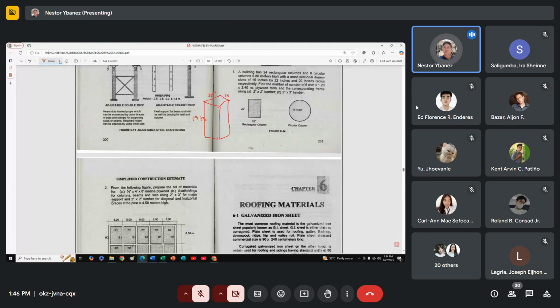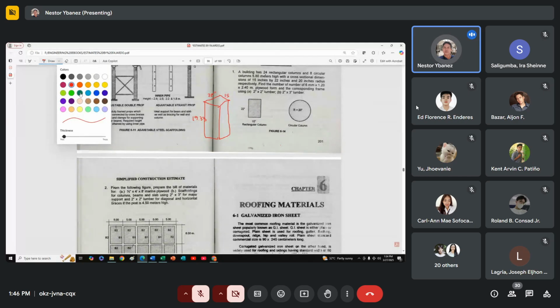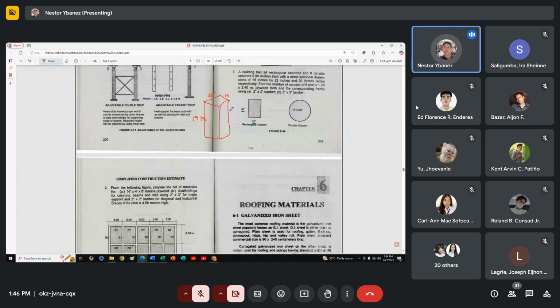The problem did not put in the frame, so it's up to the estimator to put the frame. But the plywood is clear according to this dimension, it covers this. Whenever we have a quiz or exam, I draw the frame, the frame on the side, to support it.